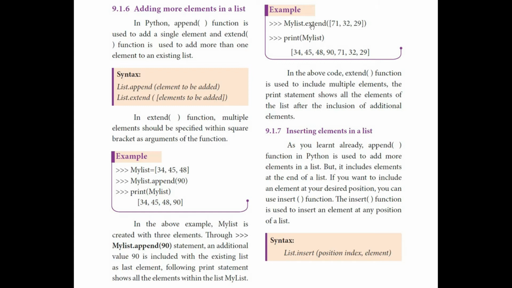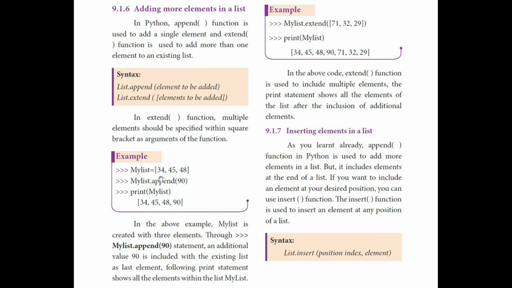In the extend function, multiple elements should be specified within square brackets as the argument of the function. So in this example, the extend function is used; multiple elements can be added, specified inside the square brackets. In the above example, my list is created with 3 elements. So what is this mylist holding? It is holding 3 elements: 34, 45 and 48. Through the mylist.append(90) statement, an additional value 90 is included in the existing list.